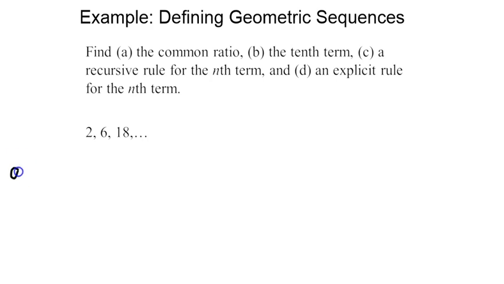So for part A, we want to determine the common ratio. What value are we multiplying by each time? So we get r is equal to 3.